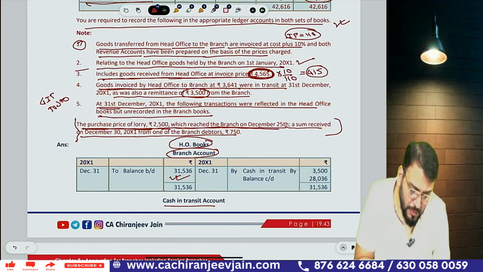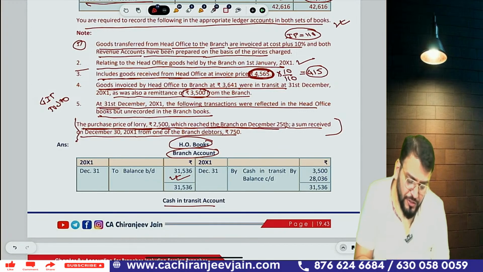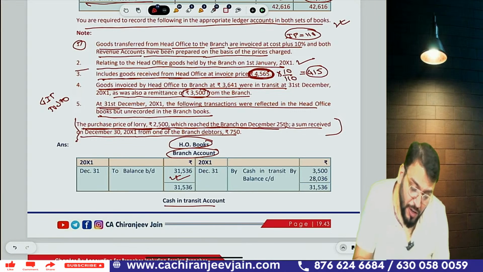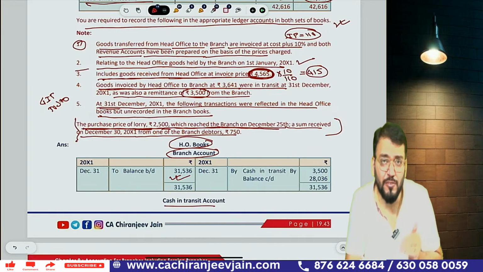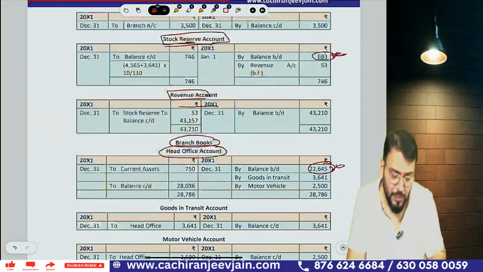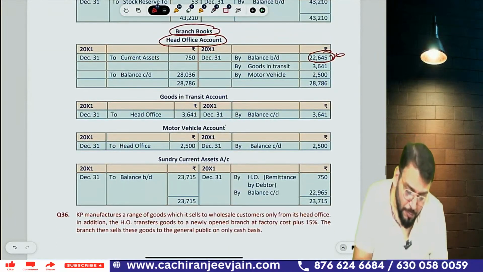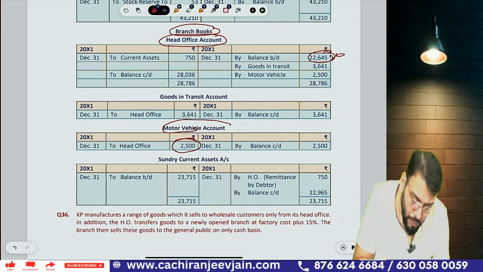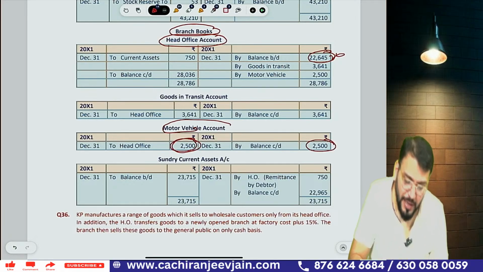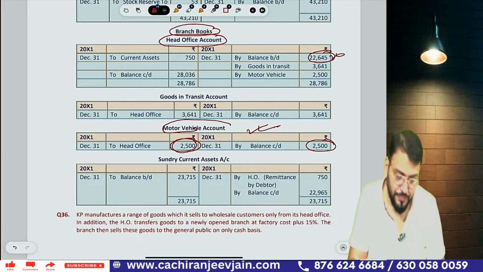So purchase price of lorry means one motor vehicle they have purchased. Motor vehicle means lorry they have purchased, 2500, which reached the branch. So this is already recorded in the books of head office. So in the books of branch we will pass lorry account debit to HO. So you can see they have done motor vehicle account debit to HO. This becomes the closing balance. Understood?